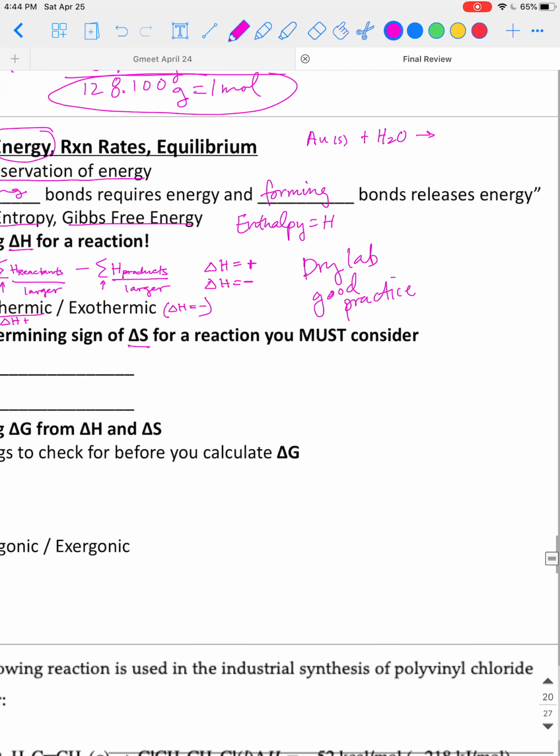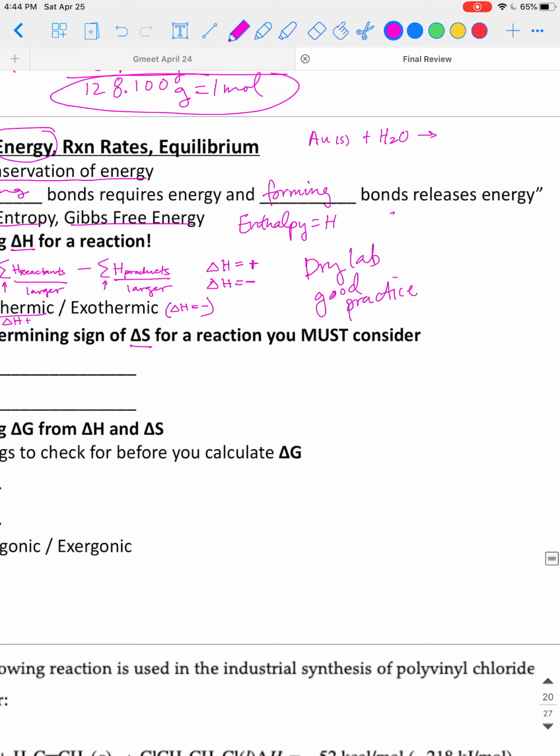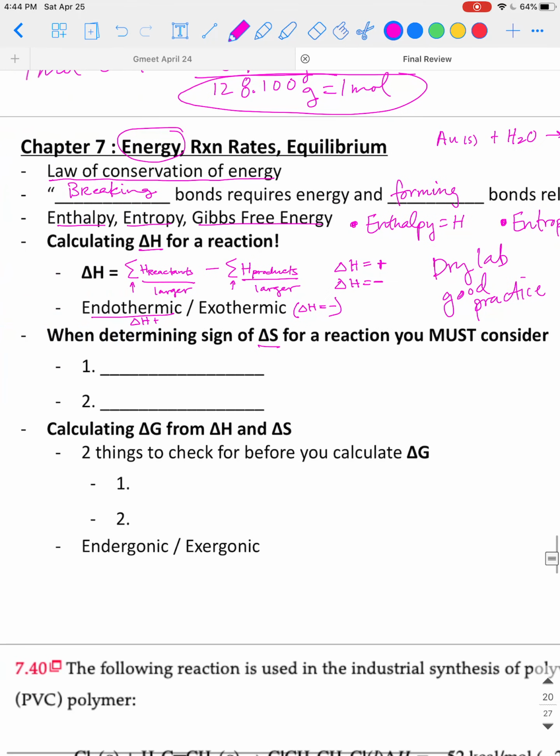Okay, next, delta S, okay, or S we know is entropy, and entropy is a measure of disorder, all right? I'm actually going to write that over here. Entropy is S, and this is a measure of disorder.